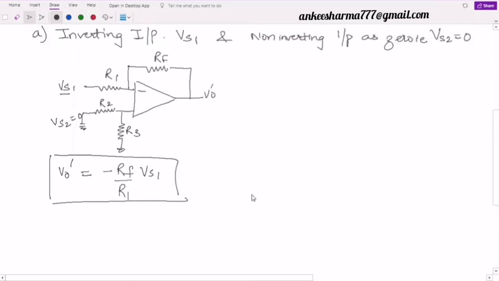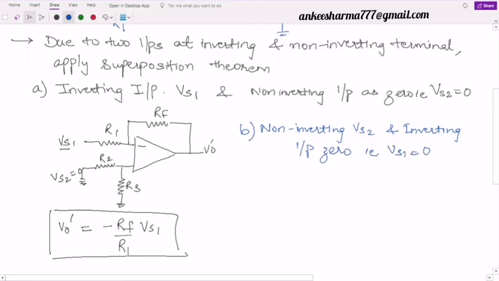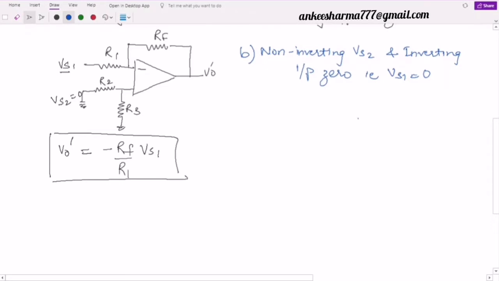Now let's take the second case. In the B part, my non-inverting input will be considered. Vs2 will be there, and the inverting input will be 0, that is, Vs1 will now be considered equal to 0. So my diagram will be my operational amplifier, inverting and non-inverting. These two resistors will remain the same as they are connected with the output.